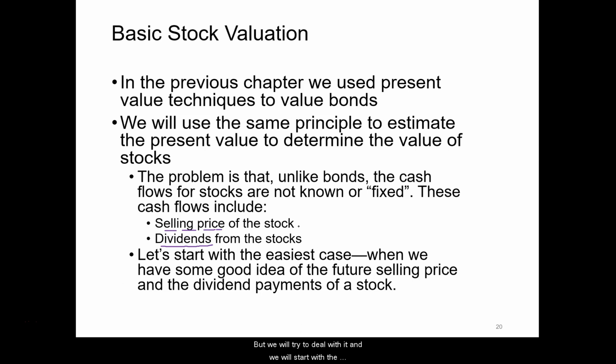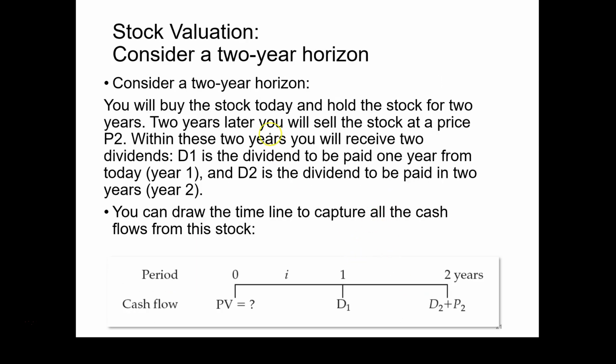But we'll try to deal with it, and we'll start with the easiest case. That is when we have some good idea about the future selling price and the dividend payment of a stock. So let's look at this example. If we have a so-called 2-year horizon, that means we buy the stock now and we hold the stock for 2 years, and we will sell the stock at the end of the second year. When we sell the stock at the end of the second year, we receive a price from selling it, and we will call it P2.